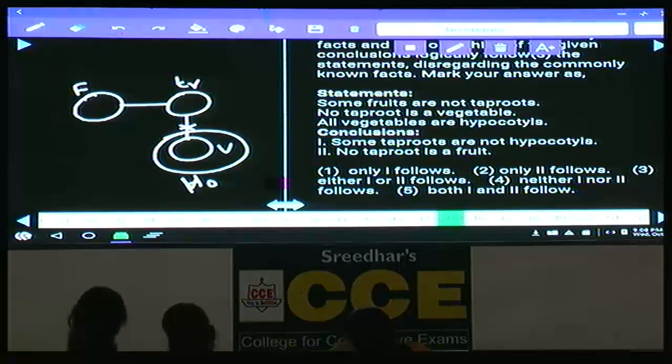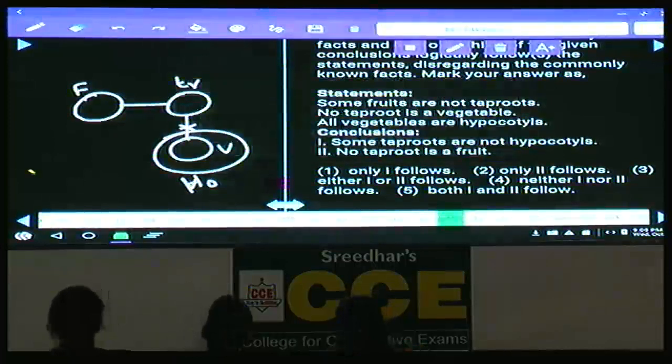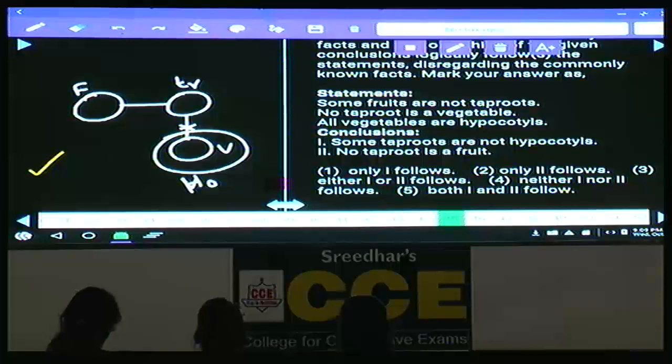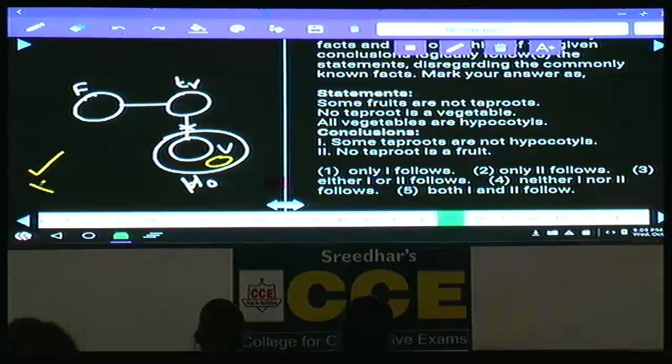Then first one. Some taproots are not hypocotyl. Taproot is here and a hypocotyl is here. Is it true or false? As of now it is true. To make this one false, I need to prove all taproots are hypocotyls. Tell me whether I can write like this or not. As alternate diagram proven, this will be false.